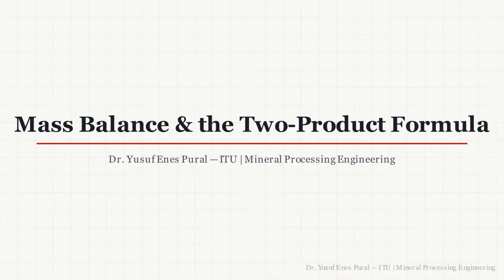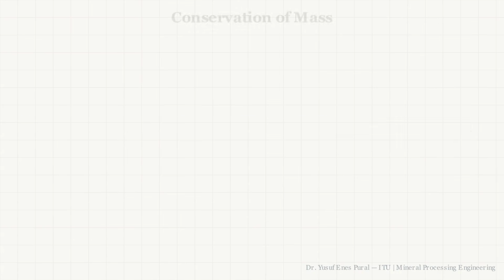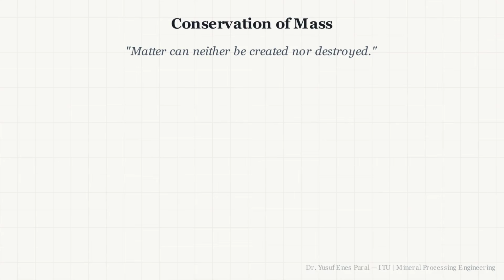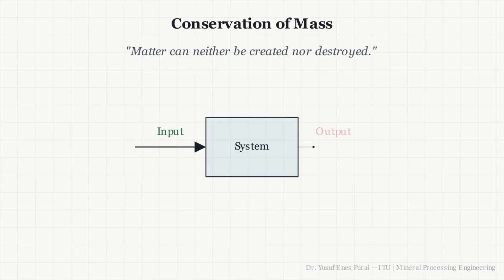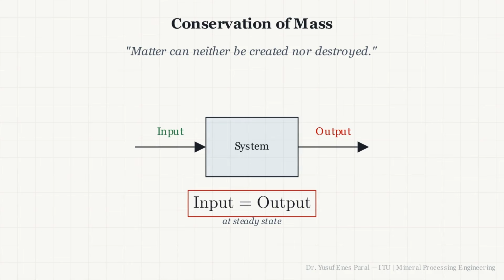Hi everyone, in this video we will build the foundation of mass balance in mineral processing, the two-product formula and the calculations that come from it. Everything starts with one law: matter can neither be created nor destroyed. So for any unit at steady state, what goes in must come out. Input equals output. That's the whole idea.